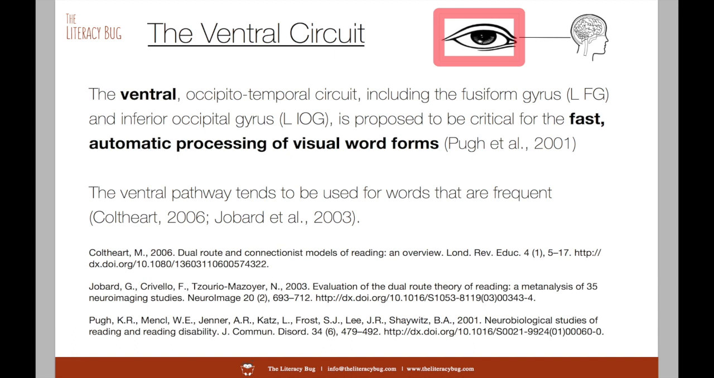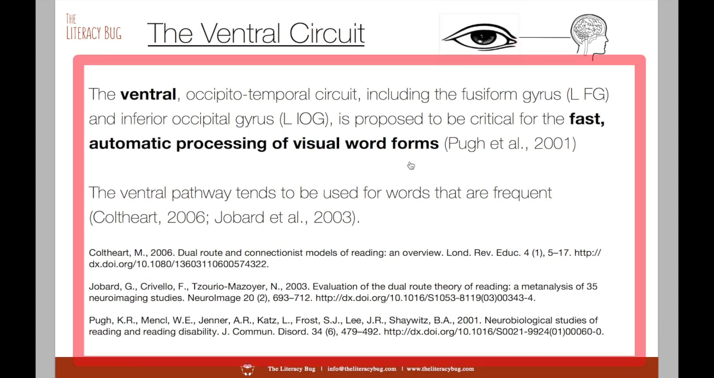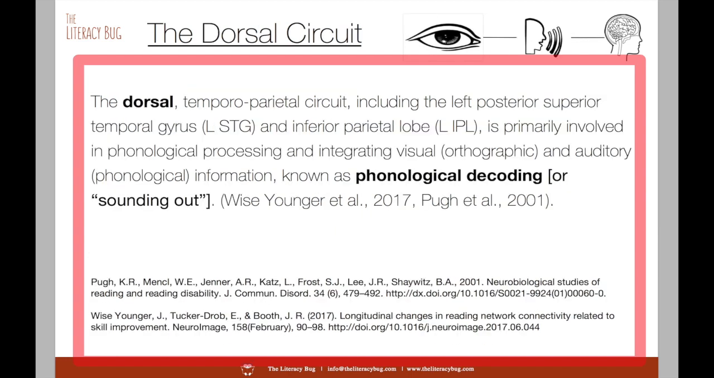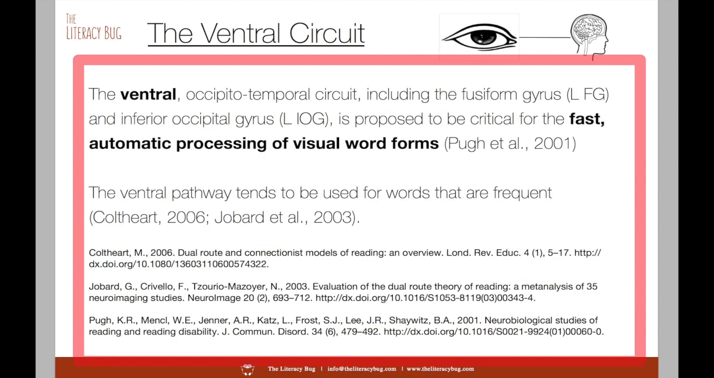So the ventral system is critical for fast automatic processing of visual word forms. And this pathway tends to be used for words that are frequent. In other words, we have to read what might be familiar words in our oral vocabulary, but we need to read them a number of times in the dorsal phase to reinforce them enough so that they've been pushed into the ventral phase, which relies on a combination of stimulus experience, seeing the word, with memory retrieval.